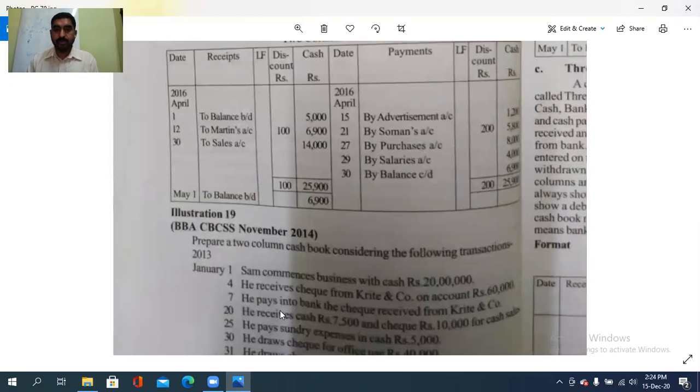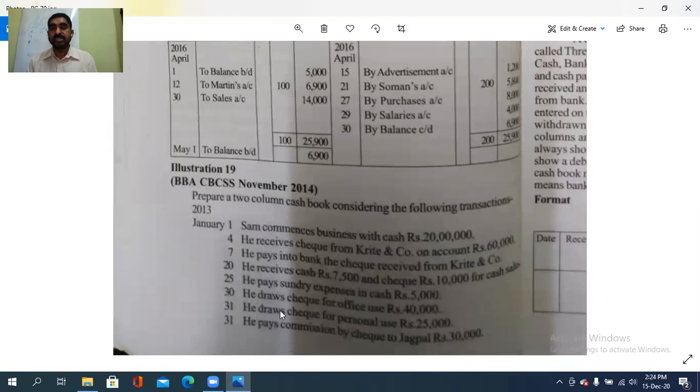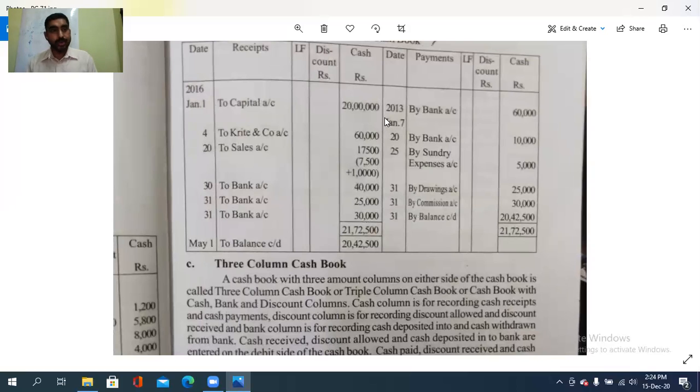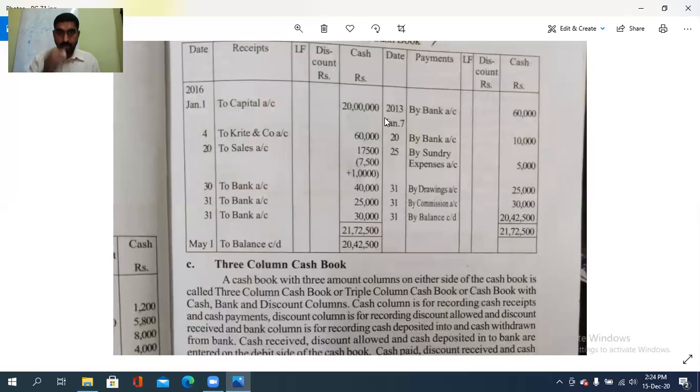Next, what is the entry? He receives a check from Crichton Company on account of 60,000. Receiving a check from Crichton Company, so bank account debit to which one? Crichton Company, isn't it? Bank account debit to Crichton Company. Wherever the cash transaction is there, bank also is to be added. So that is bank account debit to Crichton Company, 60,000. See this one.